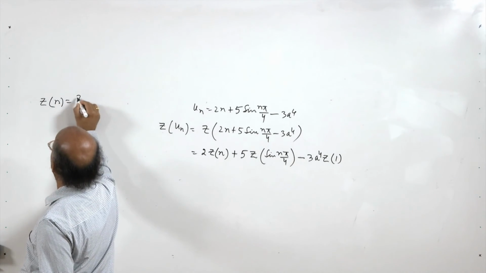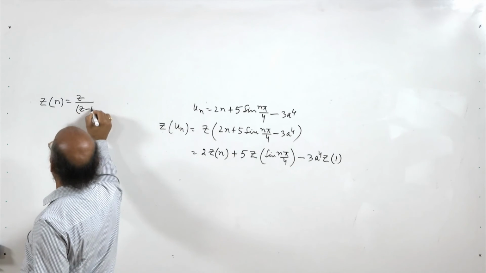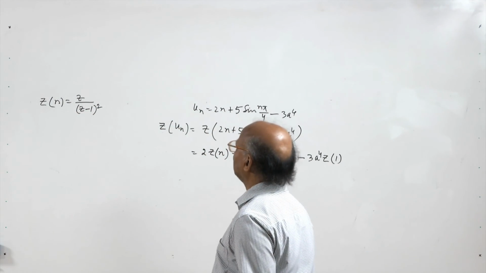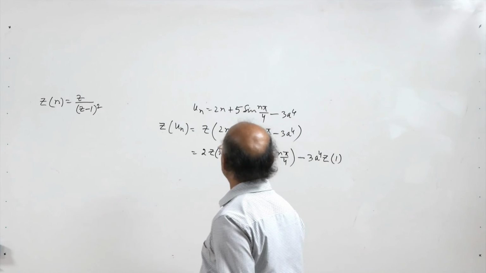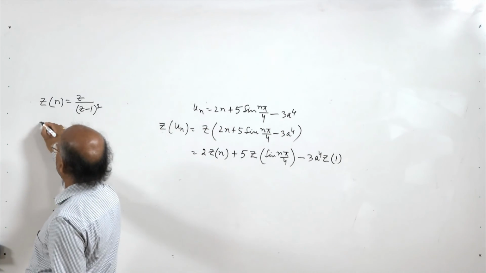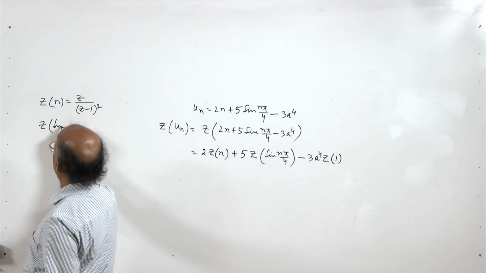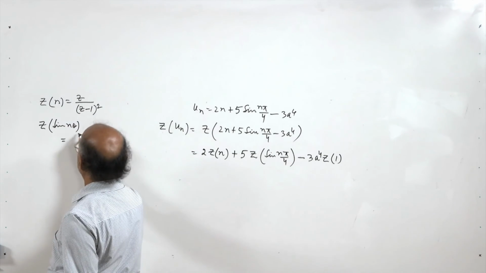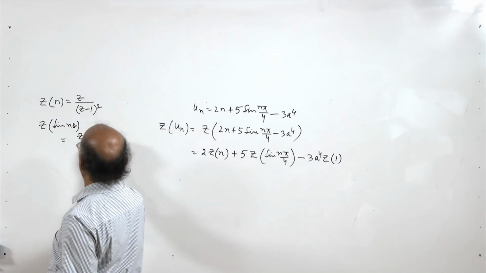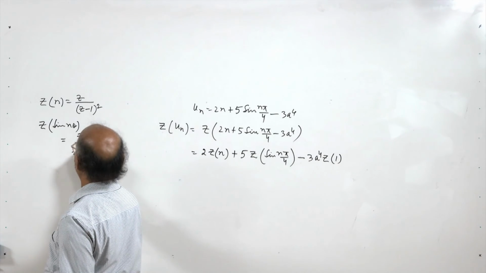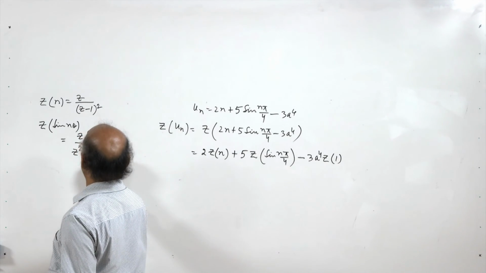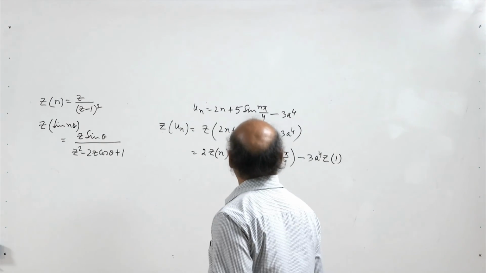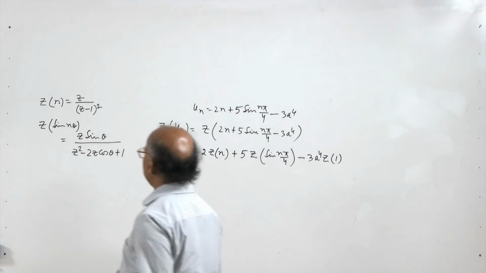Okay. Now let us recall that the z transform of n is z over (z minus 1) whole square. We have earlier found the z transform of n, it came out to be z over (z minus 1) whole square. Let us also recall the z transform of sin n theta. It came out to be z sin theta divided by z square minus 2z cos theta plus 1, and then let us recall the z transform of 1.